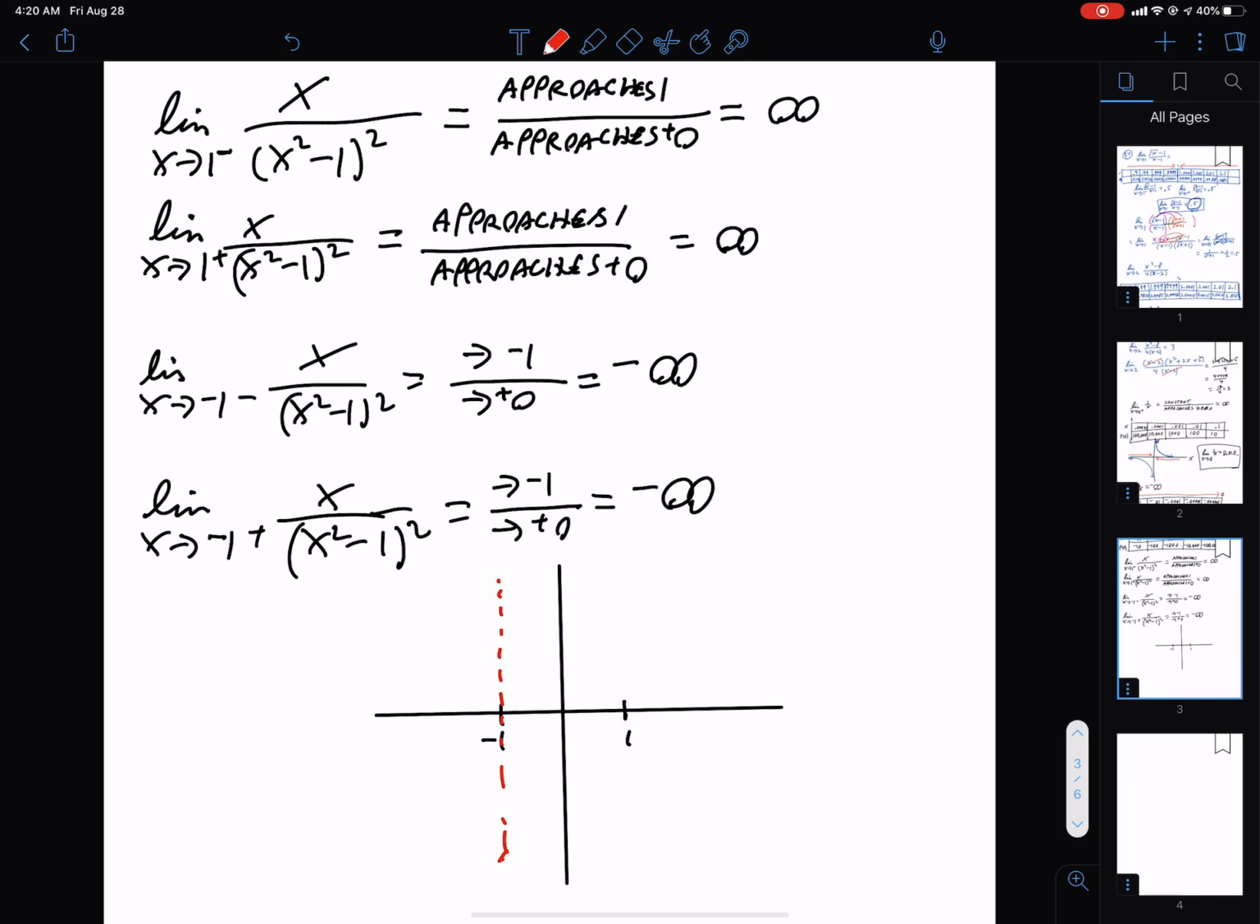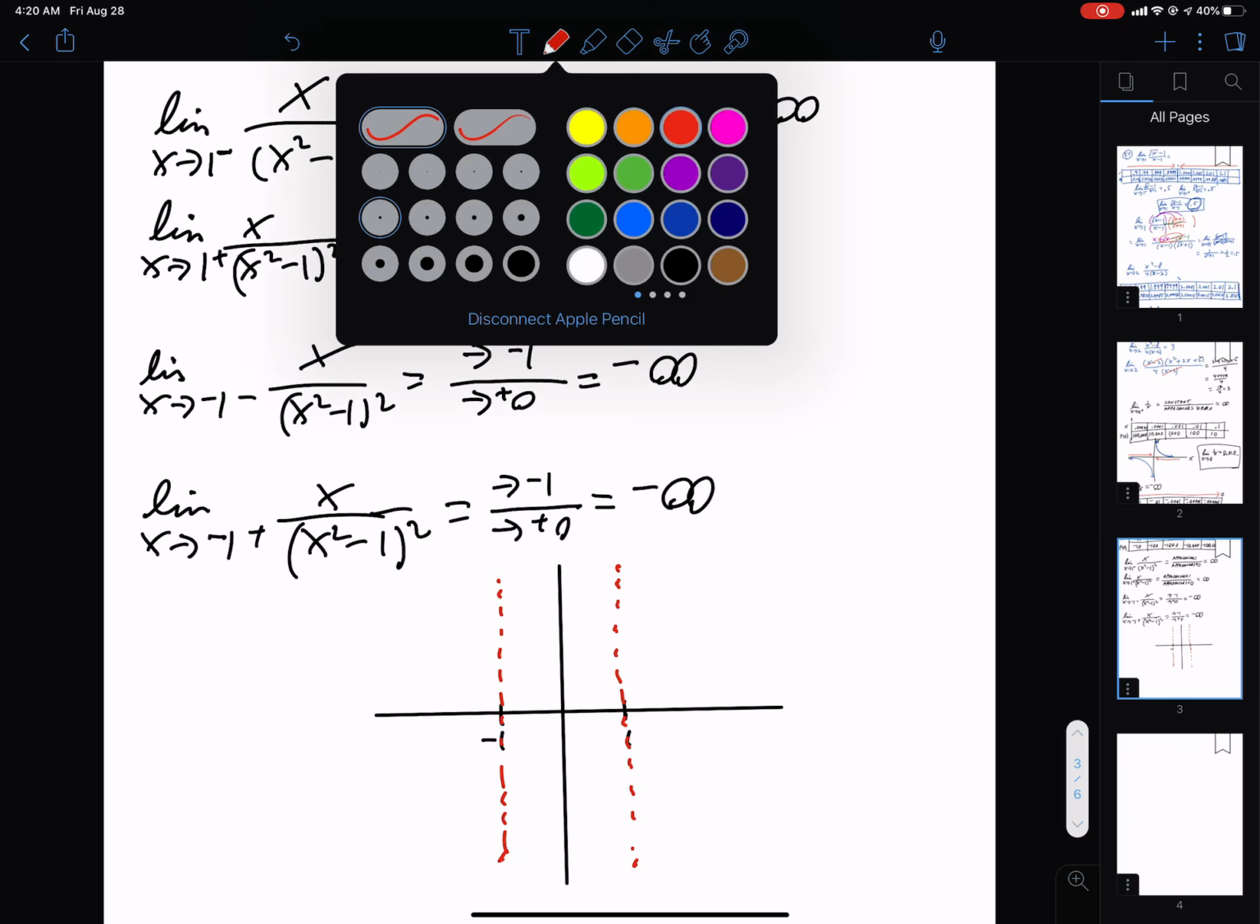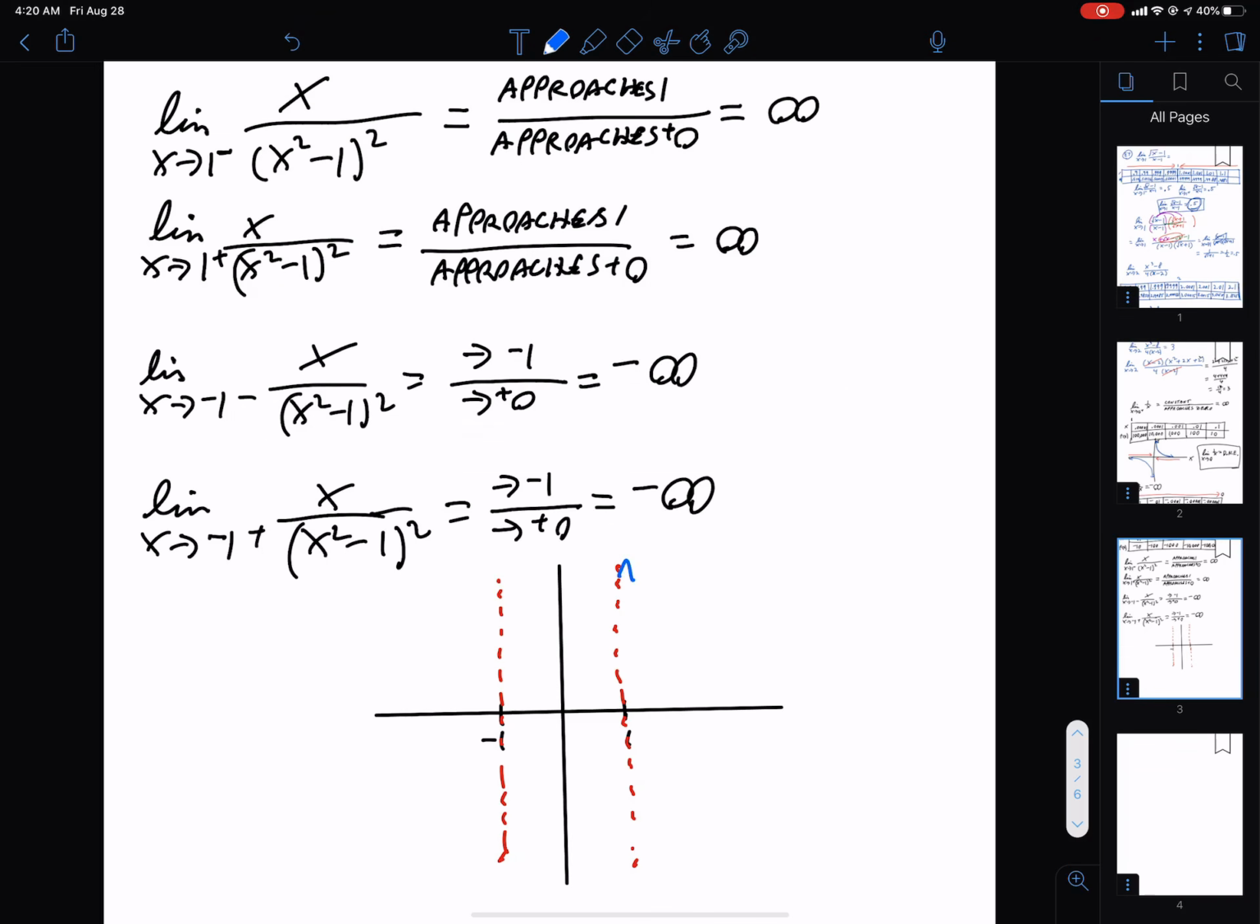So why am I doing a dashed line? You should know if you have limits of infinity or infinite limits, it becomes an asymptote. So hopefully you graphed it. At 1 from the left and right, it goes to infinity. So hopefully you did that.